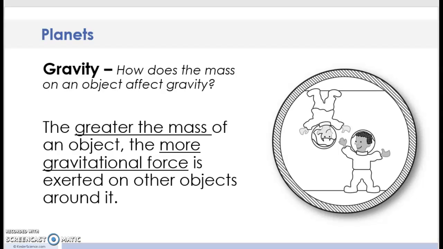Okay, so if we were standing in a classroom and you looked at something like our tables, they would have more mass than your pencil. So the table would have more gravitational pull than a pencil would. That's kind of like Earth to the moon. The Earth has more gravitational pull. That's why our moon stays with us and doesn't get pulled off somewhere, is because of the gravitational pull from the Earth.